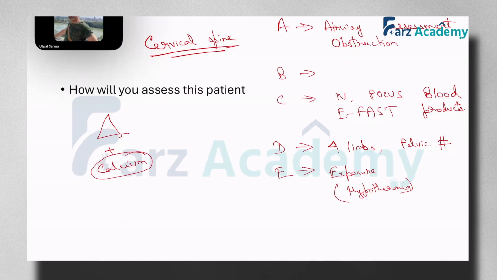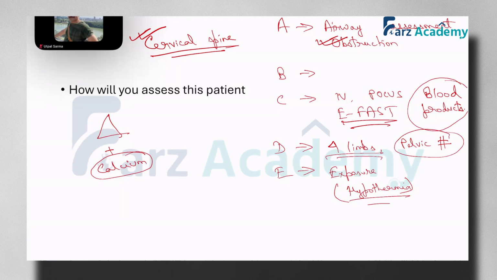Like here, cervical spine, airway obstruction, very nice to say. E-FAST, blood products was missed. Then the pelvic fracture, other limbs, exposure and hypothermia. These things are specific for this case. It's not a routine trauma case, right? Because it's a fall from height. So you have to be specific for the case. You can't just memorize the ABCDE and tell it that way. You need to modify it case to case, and for that you need practice. Because when you see the case for the first time in your actual exam, there's no way you can prepare a single answer for this sort of thing.